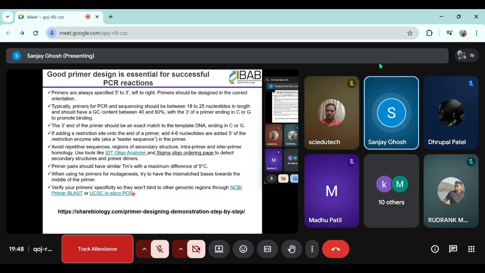That means you have to check your primer sequence by doing a BLAST kind of search, that those 25, 30 nucleotides that you have designed should not have off-target effect. They should only bind to the target that you have designed. And there are some tools.